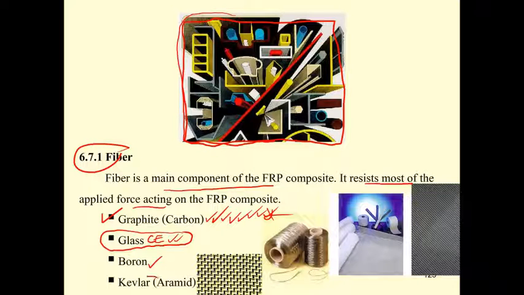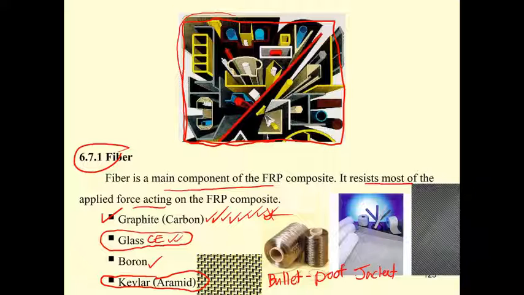The Kevlar aramid FRP is used in the military industry. It can be used to produce the jacket that prevents the penetration of a bullet, the bulletproof jacket. Okay, it can take a lot of impact force.